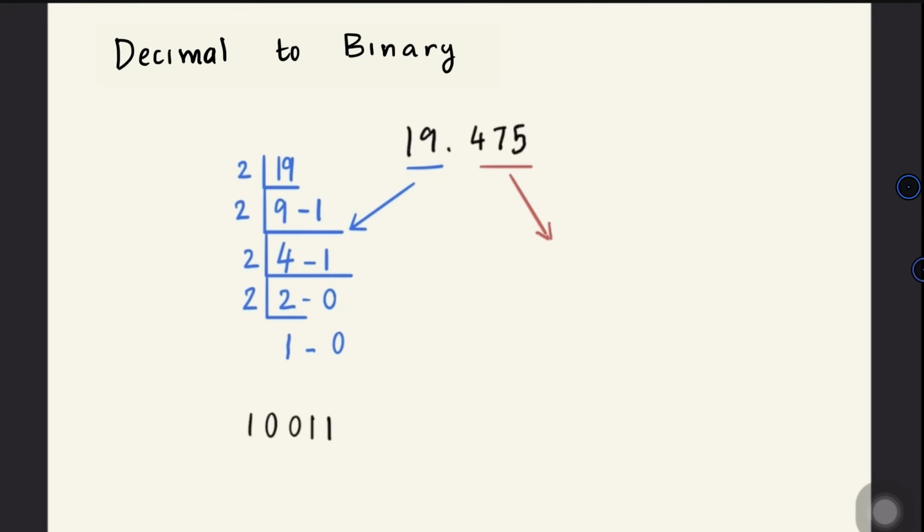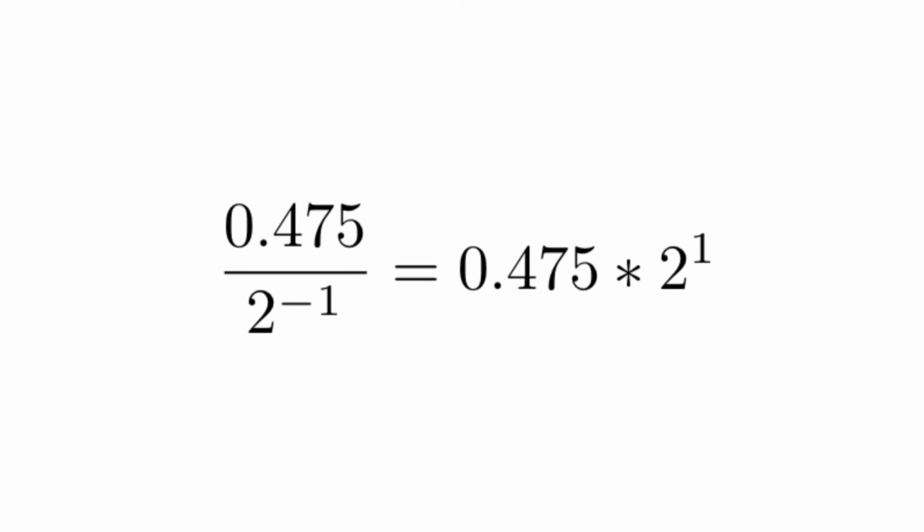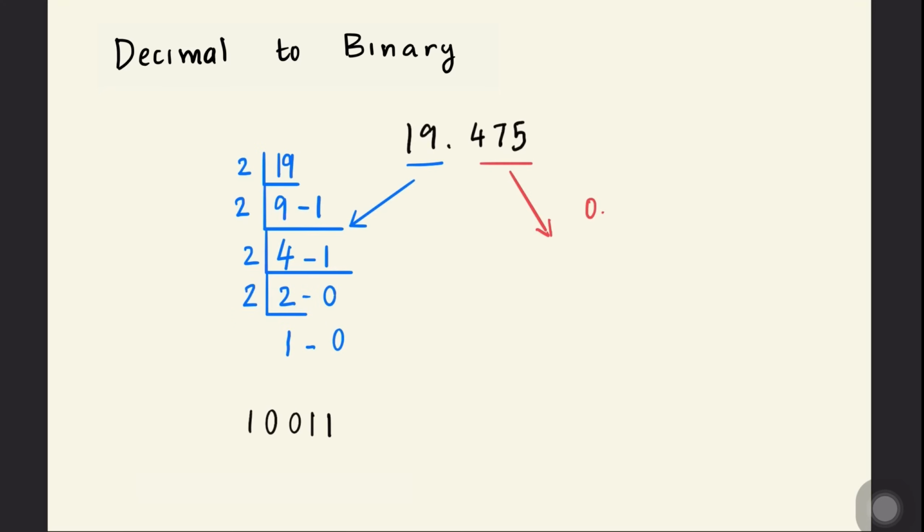Proceeding to the decimal part of the number, we again repeat the same process with the decimal part, but this time we'd multiply by 2 instead of dividing. Why? Remember, each of the bit in the decimal portion is represented by 2 raised to its corresponding negative power. Since dividing by 2 to the power minus 1 is the same as multiplying by 2 to the power 1, we do repeated multiplication by 2 to get the binary representation of the decimal part.